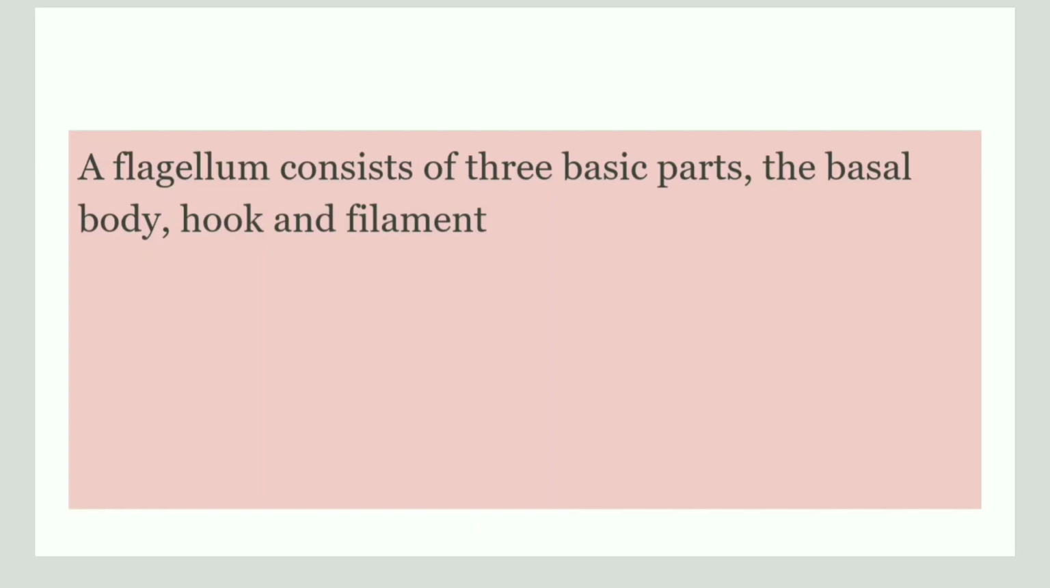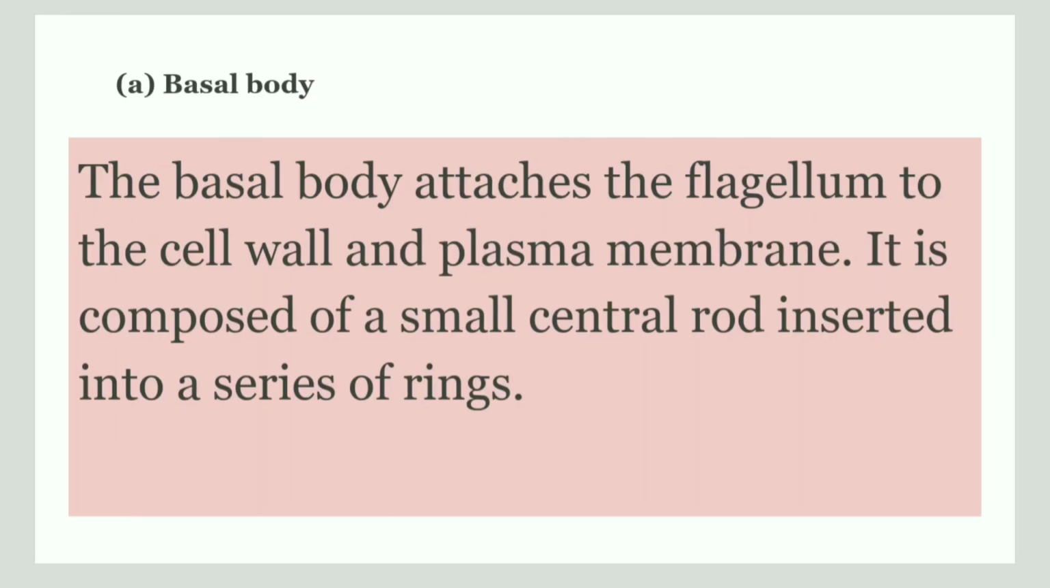So a flagellum consists of three parts, that is a basal body, hook, and a filament. First we will discuss the basal body. The basal body is the portion that attaches a flagella to the cell wall or the cell membrane. It is composed of a small central rod inserted into a series of rings.